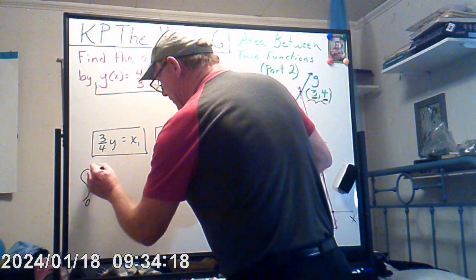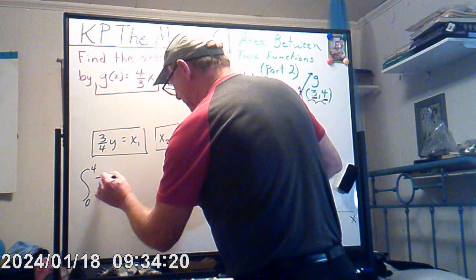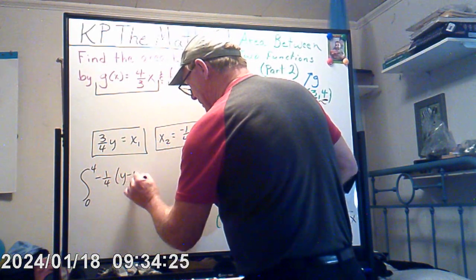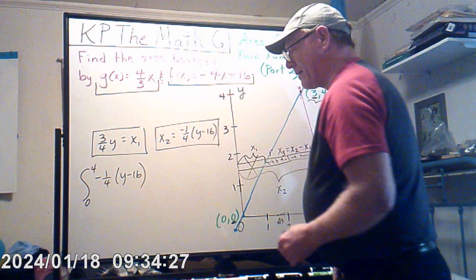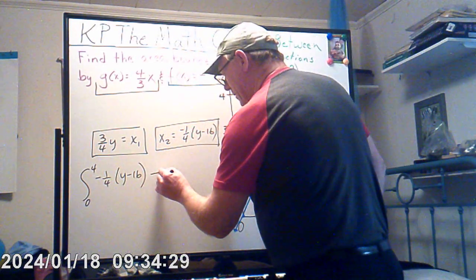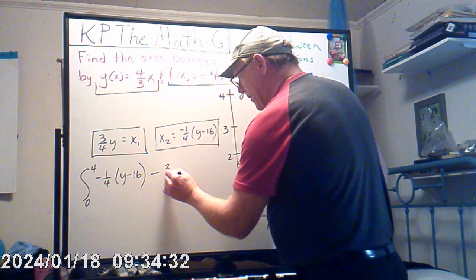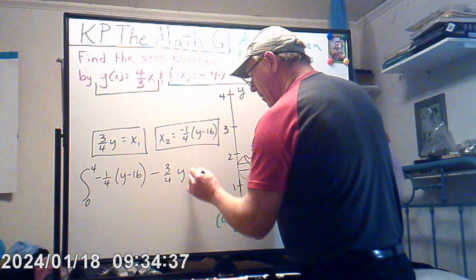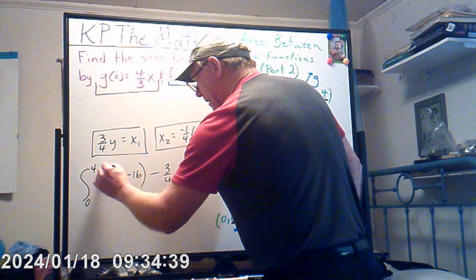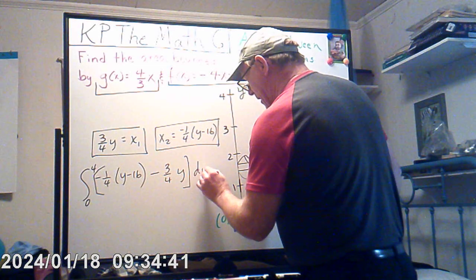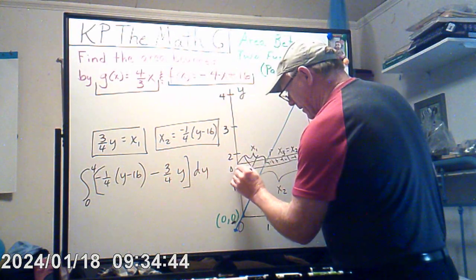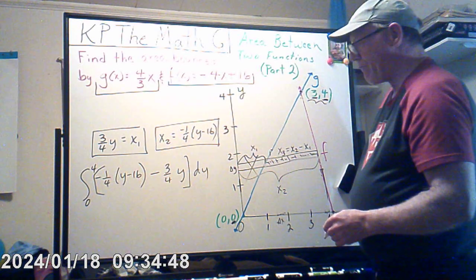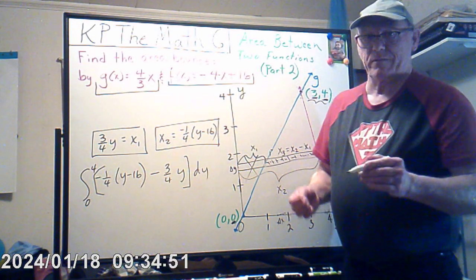From 0 to 4, we've got a negative 1/4 y minus 16, that part, minus 3/4 y, all that. Now not delta x, but delta y. This right here is delta y. That's part of it right there.